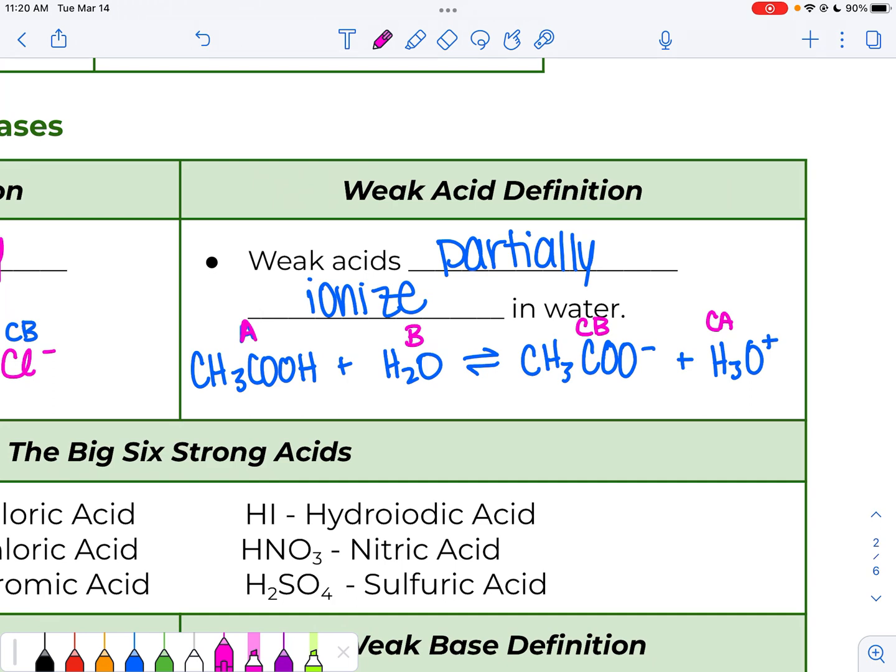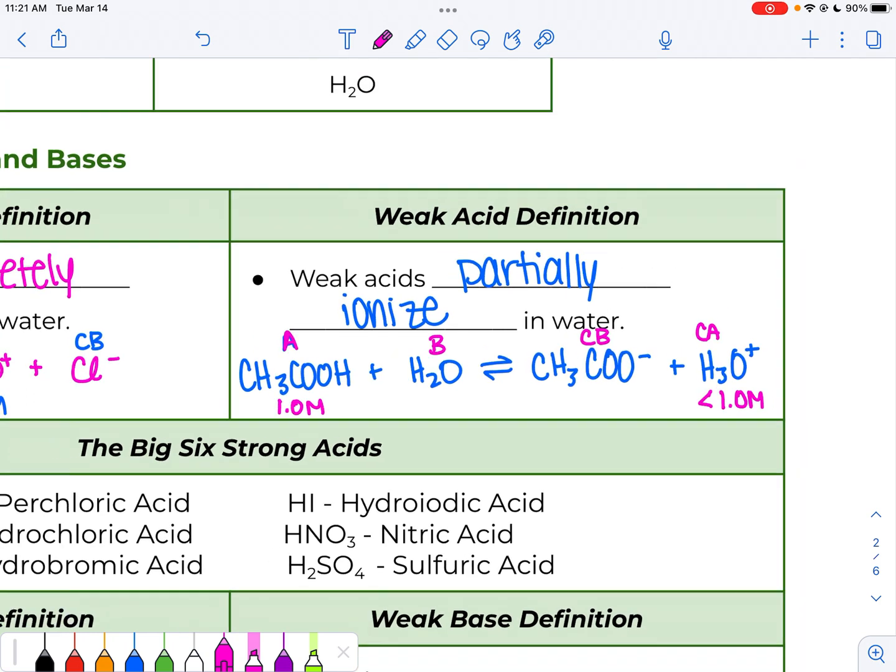So why is this important? Because if we're starting out with a 1 molar concentration of acetic acid and it's only partially ionizing, that means that the concentration of our conjugate acid should be less than 1 molar. But we don't know exactly how much unless we have some more information that we can use to figure out a concentration from some equilibrium calculations.